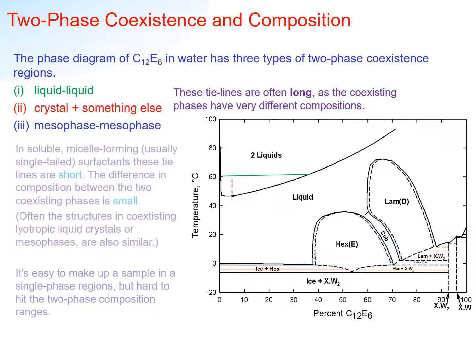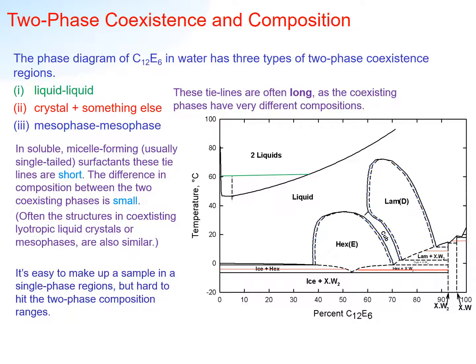The third class is the mesophase coexistence curves. Lamellar plus cubic, cubic plus hexagonal, hexagonal plus solution. For soluble micelle forming surfactants, which are usually single-tailed surfactants, these tie lines are very short. That means the composition between the two coexisting phases is small. Often, the structures in the coexisting lyotropic liquid crystals or mesophases are also very similar to each other. For example, cylindrical micelles in the liquid align cylindrical micelles in the hexagonal phase.